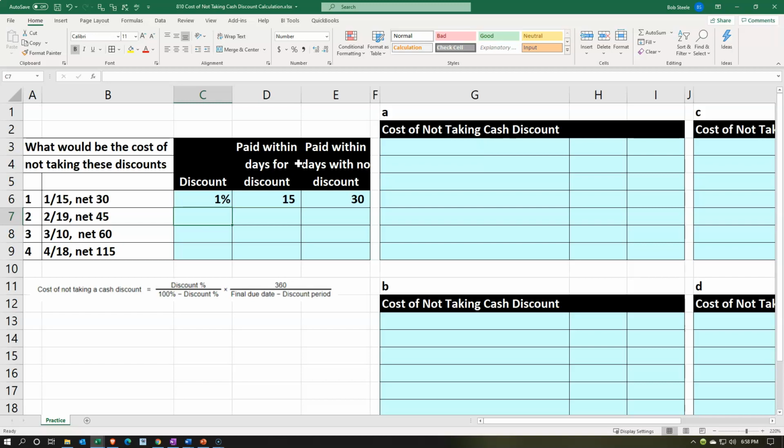Next one, let's do this one, 2/19 in 45. That means you get a 2% discount. Let's percentify that, home tab, numbers group, percentify.